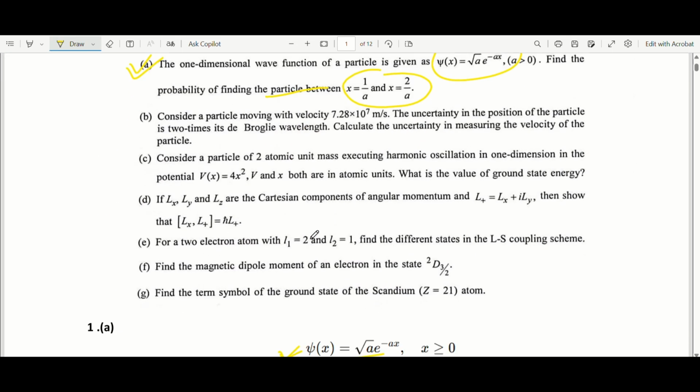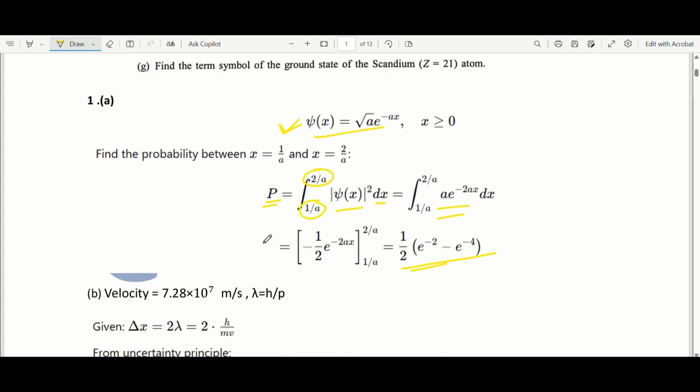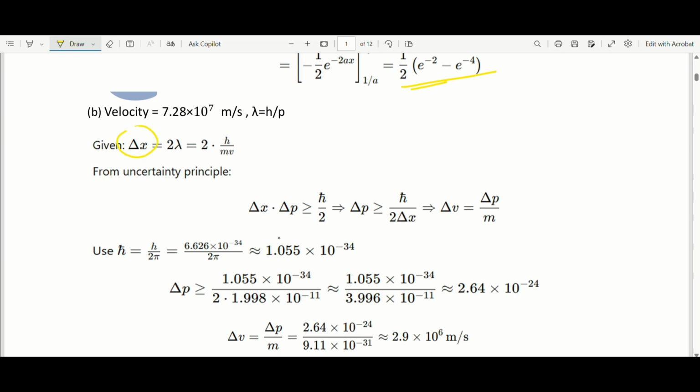Now the second question is given as: consider a particle moving with velocity, the uncertainty in the position of the particle, that is delta x, will be twice its de Broglie wavelength, that is twice lambda. Okay, now calculate the uncertainty in measuring the velocity of the particle. That is, we have to find del p, and from del p we need to find del v. Okay, so what will be the answer of question B? So del x is given as twice the de Broglie wavelength.